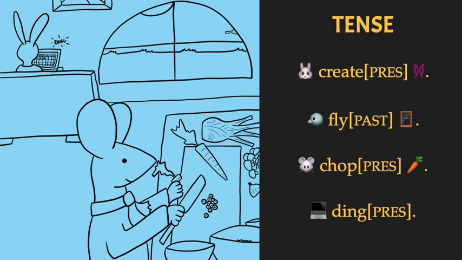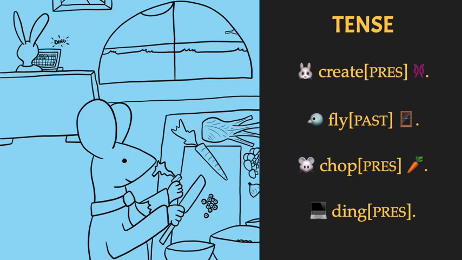All right, so when we were talking about it in the moment, this slide is yellow. Yellow doesn't mean in the moment, really. It was just the color that was already presented. We had the bunny creating glyphs, present tense. The bird fly window, where fly would be past tense. Mouse chop vegetables, where chop would be present tense, and then computer ding, the ding is present tense. So we had 3 present tenses and 1 past.